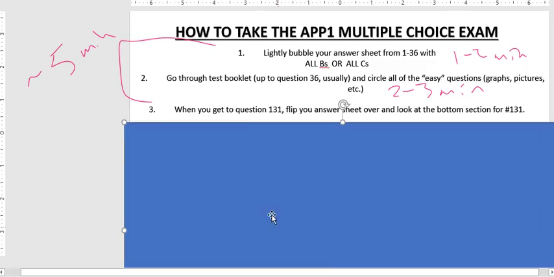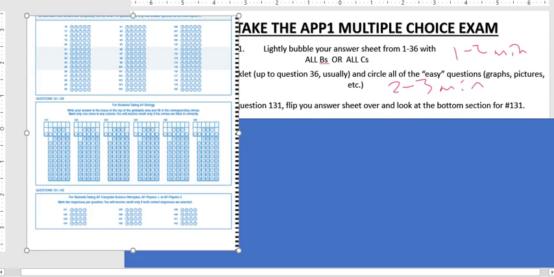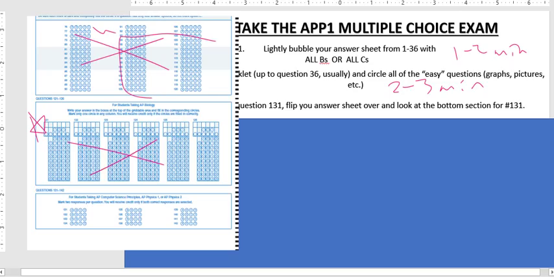Okay, now when you get to question 131, flip your answer sheet over and look at the bottom of the back page for 131. Okay, you'll know that you're there because one, you'll have flipped the page over, and the gridables that you use for math, you won't use any of this, but it's right here. It starts at, this is a blurry copy, but it starts at 131.